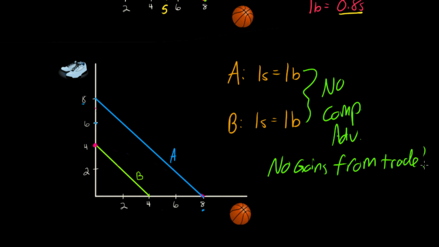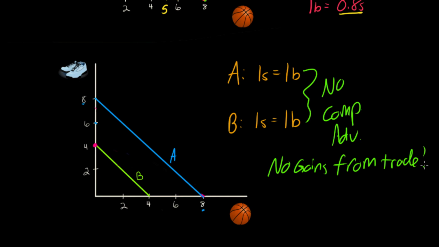Now, this is a pretty rare example. In the real world, there's always going to be a good or a service that a country can produce at a lower opportunity cost than some other country. There's very few countries that cannot benefit from trade with one another. In fact, it's safe to say there's no countries that would be better off without trade with other countries.